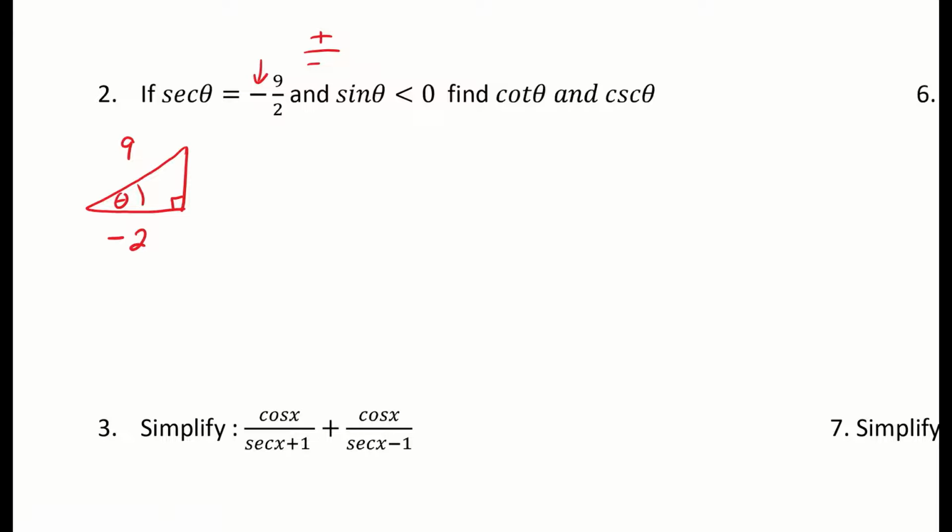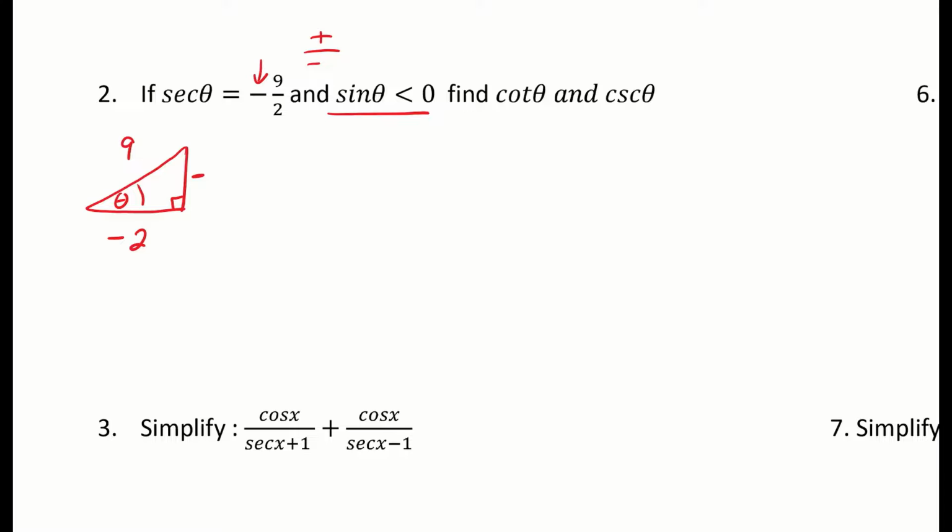And so we have a right triangle here, and we have 2 out of the 3 sides. We can always find the third by using Pythagorean theorem. Now notice here how they're telling you sine theta is less than 0. All that is saying is that your sine is going to be negative, which indicates that my y value here, my opposite side, is also going to be negative. So I don't know the value yet. All I know is that it's negative.